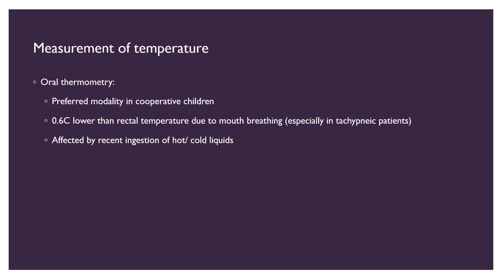Oral thermometry is usually preferred in cooperative children. If you compare oral to rectal, there is a 0.6 degrees Celsius difference. So oral will be 0.6 degrees Celsius lower than the rectal temperature because of mouth breathing and the effect of eating or drinking a hot or cold liquid on the oral temperature.